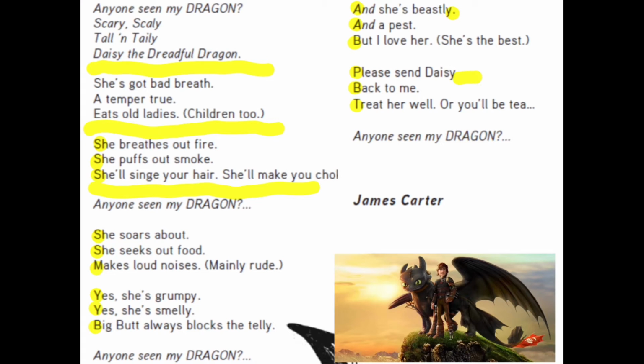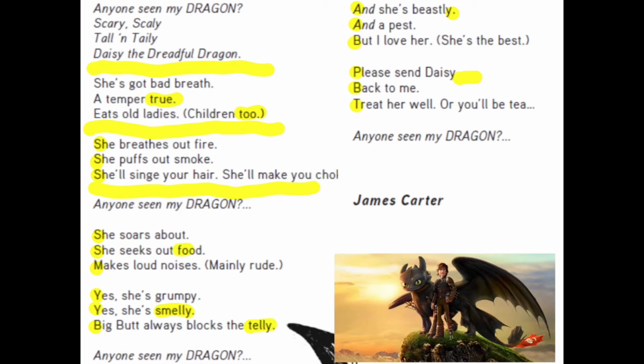Now sometimes poems rhyme, so do you think this poem rhymed? Have a think and see if you can think of any words that rhymed. She's got bad breath, a temper true, eats old ladies, children too. There was a bit of a rude one, wasn't there, down the bottom? Yes, she's grumpy. Yes, she's smelly. Big butt always blocks the telly. So we've got smelly rhyming with telly.